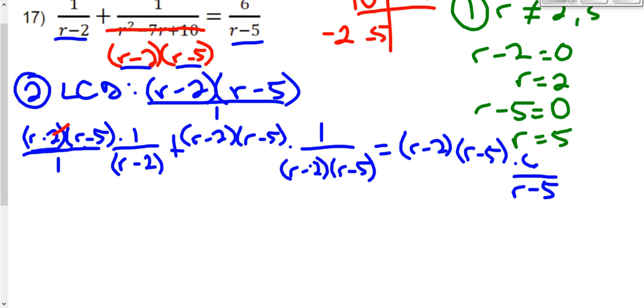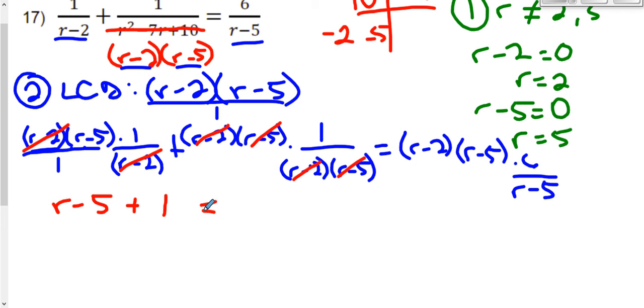So this r minus 2 can cancel this r minus 2, which means the only thing I have left in that term is the r minus 5 on top. Up next, I have r minus 2 that can cancel on top and bottom, and r minus 5 that can cancel on top and bottom. They all get replaced by the number 1, and if I take 1 and multiply it by 1 and divide it by 1, it just stays the number 1, so 1's all that's left.